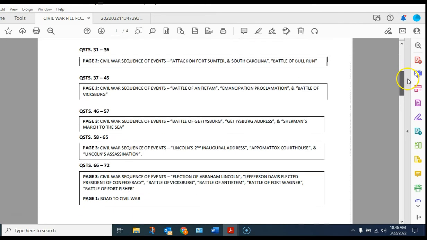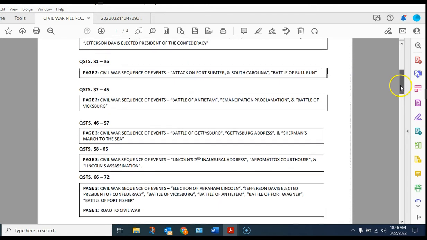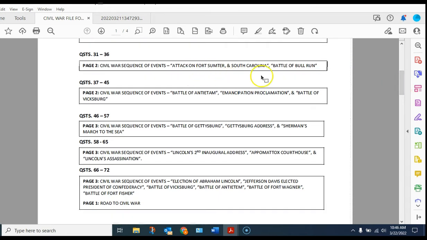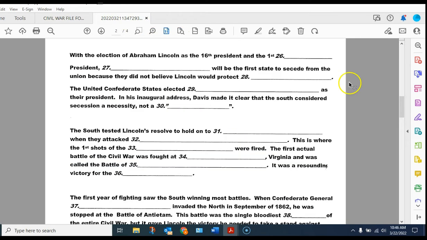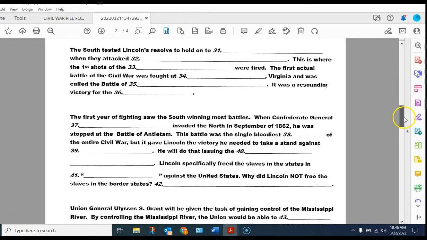All right, so next, what are we on here? Okay, moving on, we are questions 31 through 36. This is talking about the attack on Fort Sumter in South Carolina and the Battle of Bull Run. Okay, so here we go.